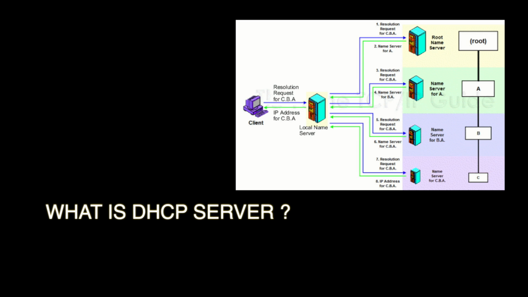A DHCP server is a network server that automatically provides and assigns IP addresses, default gateways, and other network parameters to client devices. It relies on the standard protocol known as Dynamic Host Configuration Protocol, or DHCP, to respond to broadcast queries by clients.